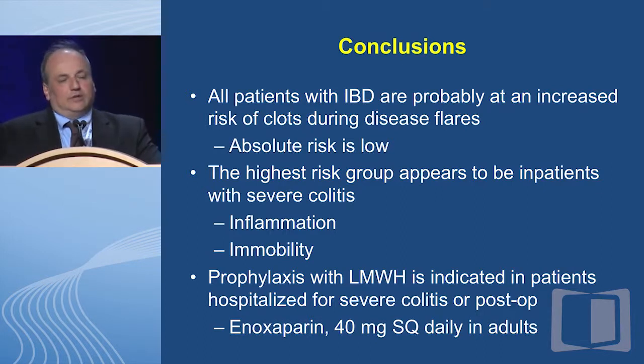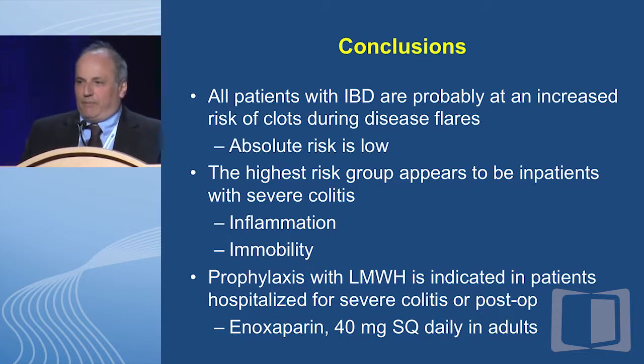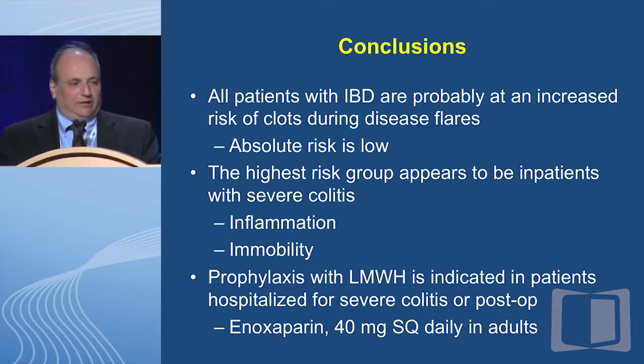So, in conclusion, all patients with inflammatory bowel disease are probably at a slightly increased risk of clots, especially during disease flares. But the absolute risk, especially in your outpatients or your mild Crohn's disease, is quite low. The highest risk group appears to be patients with severe colitis. The main factor that mediates that is probably inflammation, but there are probably other factors including genetic predisposition, immobility, dehydration. And prophylaxis with low molecular weight heparin is indicated in patients hospitalized for severe colitis or post-op.